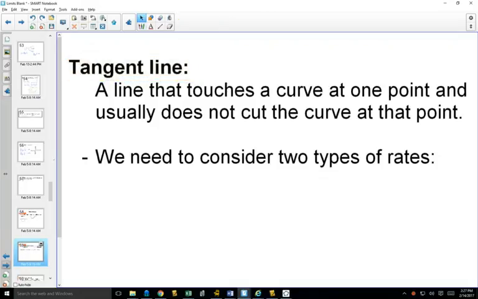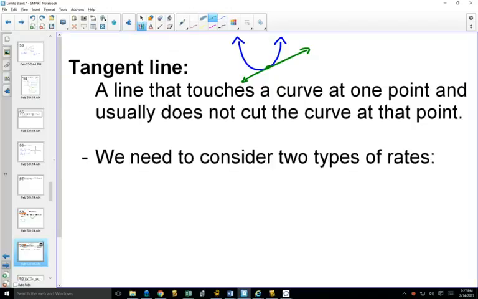Our tangent line is a line that touches a curve at 1 point and usually doesn't cut the curve at that point. So on our parabola, your tangent would look like this. And it would touch that curve just at that point.